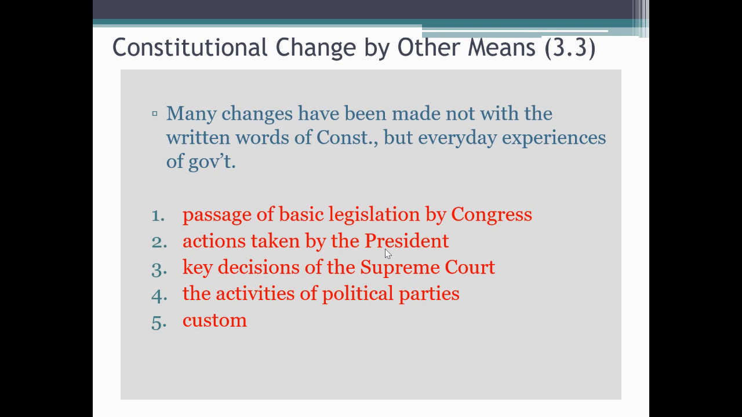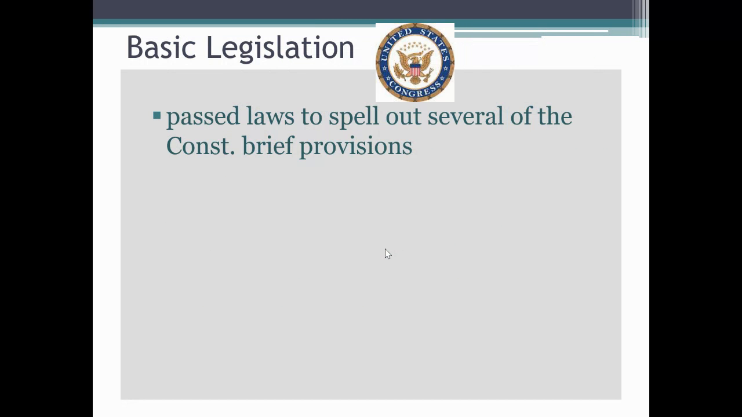Definitely. Number 4 talks about the activities of political parties, so we'll look at that in a moment. Political parties aren't actually mentioned in the Constitution, but they are also not denied by it. And customs are traditions that have happened over time that aren't actually law, but are carried through like precedent. So one president did this and then it just sticks, and they keep doing that because of previous administrations. We're going to look at the first one, which is basic legislation.